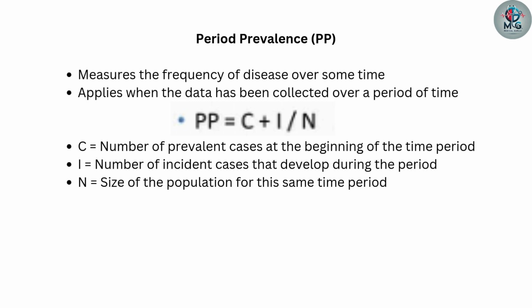Period prevalence. Measures the frequency of disease over some time. Applies when the data has been collected over a period of time. C equals number of prevalent cases at the beginning of the time period. I equals number of incident cases that develop during the period. N equals size of the population for this same time period.